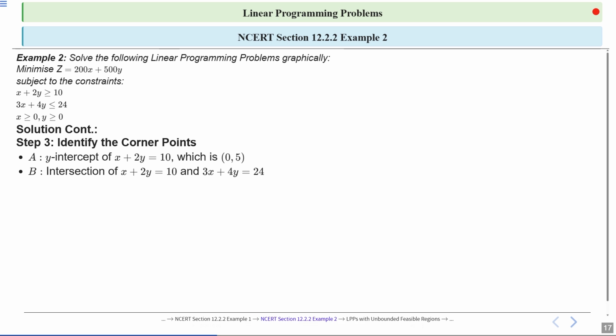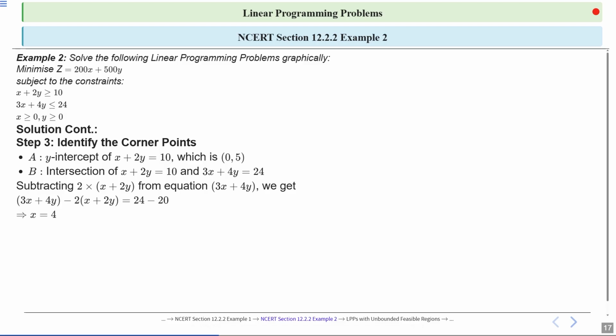And the point B is basically the intersection of x plus 2y equals 10 and 3x plus 4y equals 24. Okay, so now to subtract 2 times (x plus 2y) from 3x plus 4y, we get 3x plus 4y minus 2 times (x plus 2y) equals 24 minus 20, and from here you will get the value of x is 4. Okay, so it implies x equals 4.